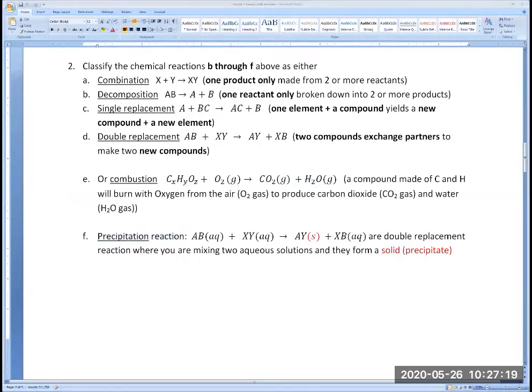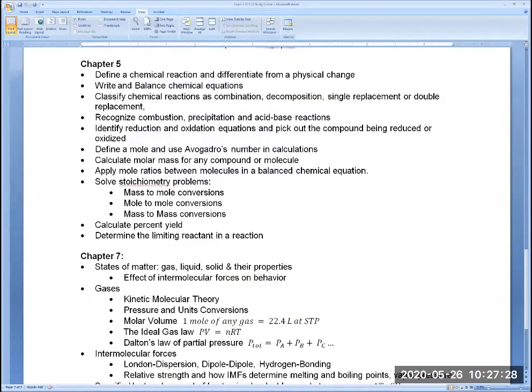Let me go back to the study guide. Okay, so those are the points where you need to recognize combustion, precipitation, and acid-base reactions.